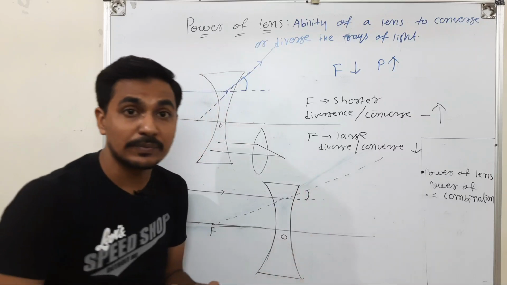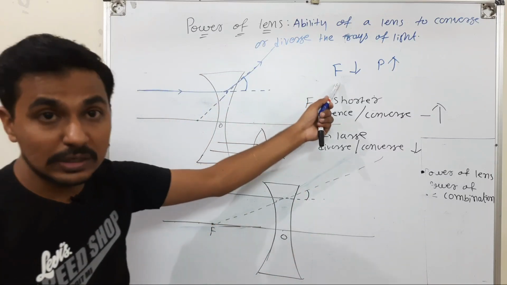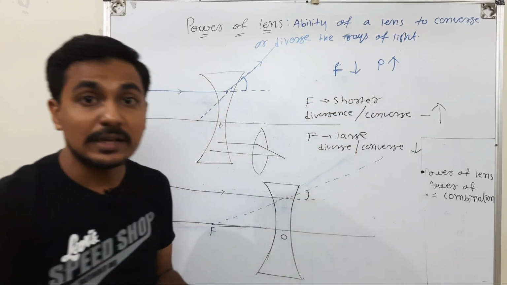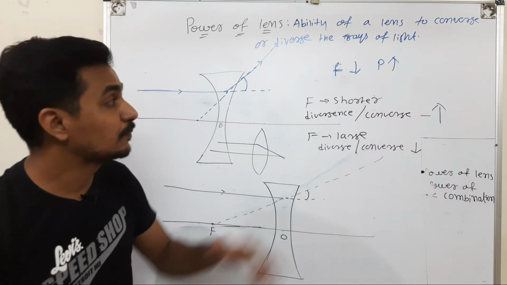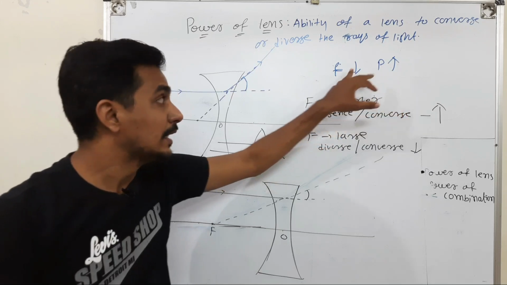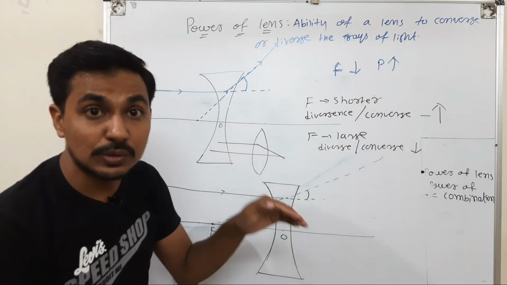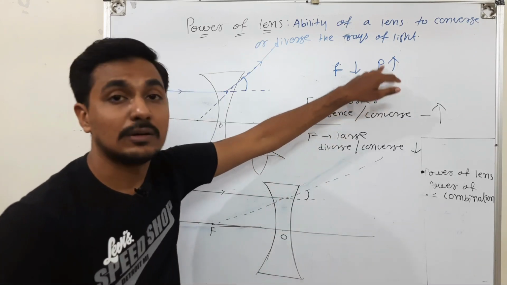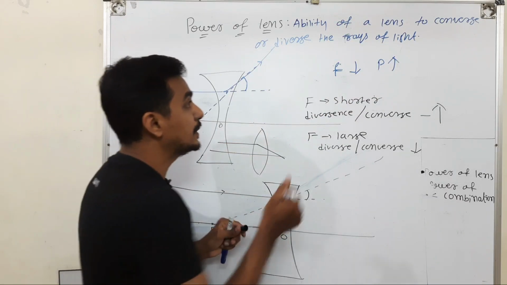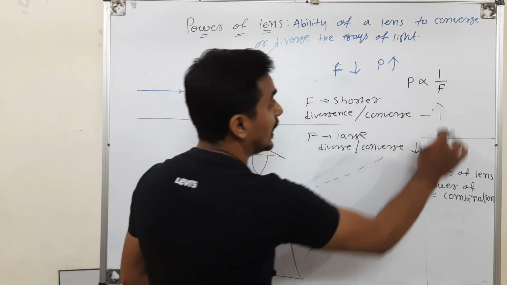What is the relation? There is an inverse relationship between the focal length, which we denote by small f, and the power of lens. If focal length is shorter, the ability to converge, the power of lens, is larger. So we can write P is proportional to 1 by f.